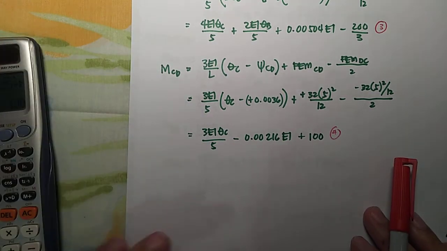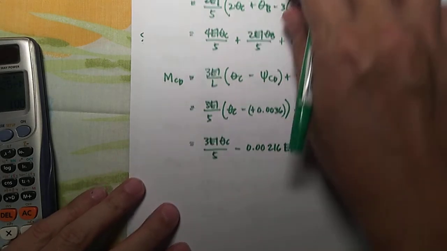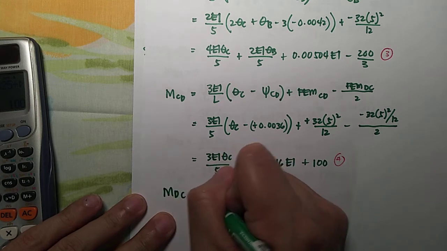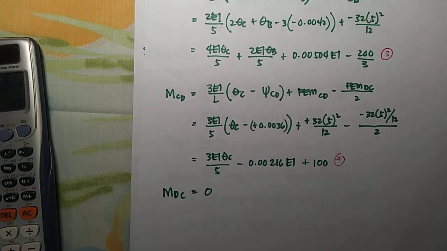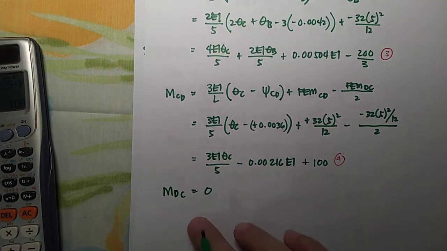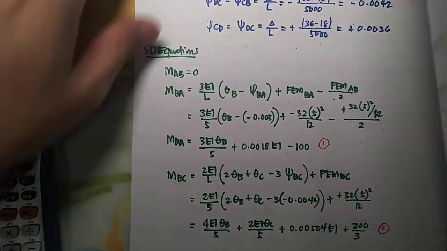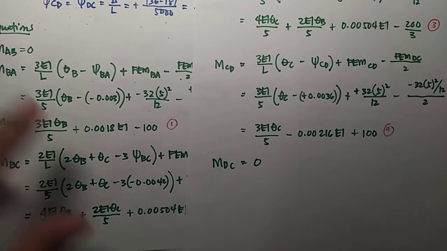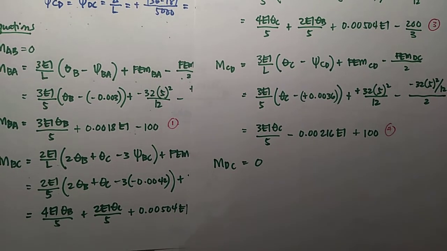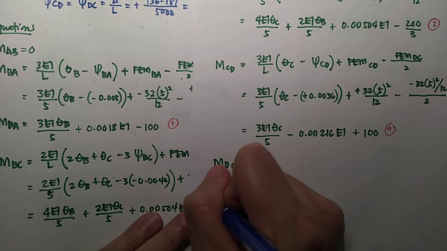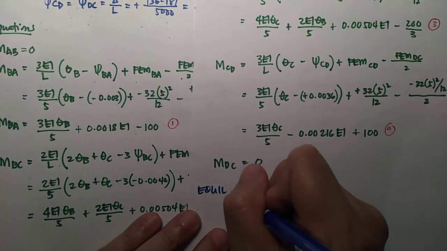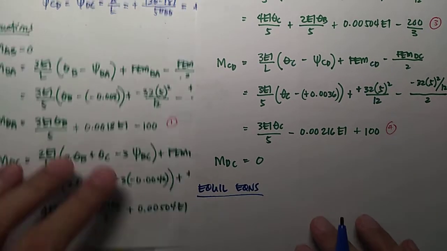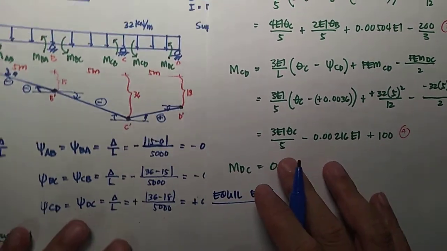Ayan. So, then, actually, yung huli, yung MDC, moment sa DC is 0. Kasi dulo siya ng beam, tas roller, tas wala namang external moment applied. So, 0 siya. Okay, so, these are the slope deflection equations. So, next would be, ano ngayon yung mga equilibrium equation natin? So, let's move to equilibrium equations. Okay. So, ano equilibrium equation natin?